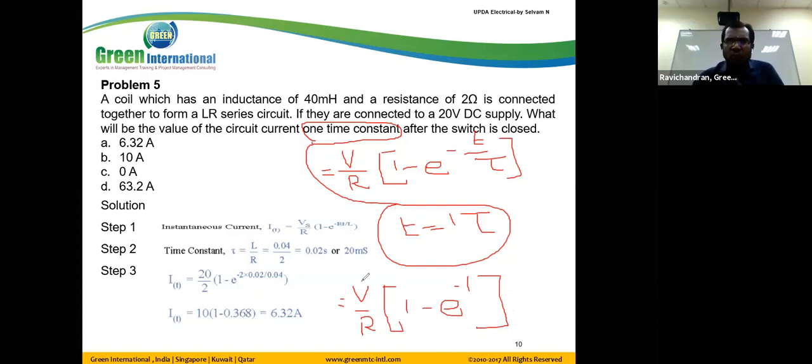So e to the power of minus 1, without finding that L by R, we can solve the problem like this also. So the answer is 6.32 amps. Once again, for this problem, we can verify by using the system calculator.